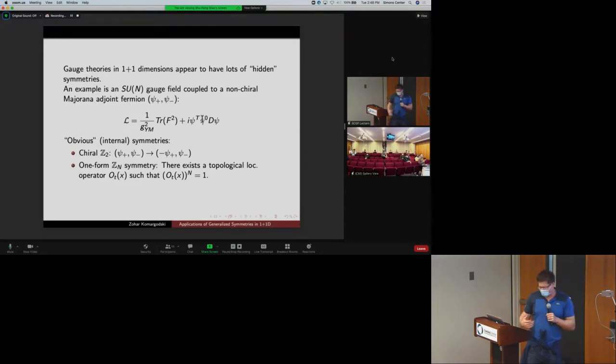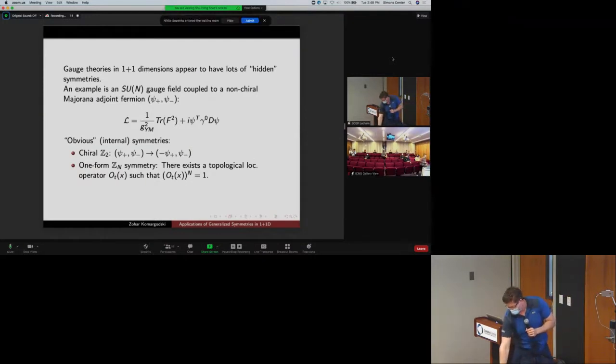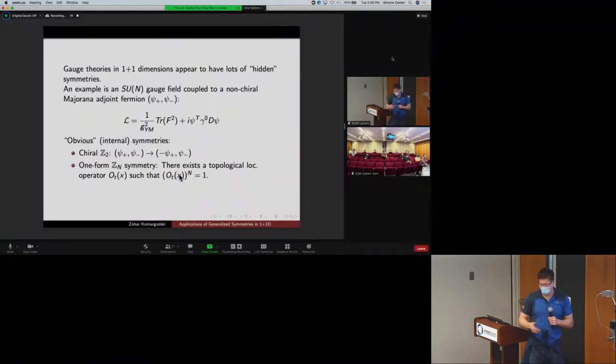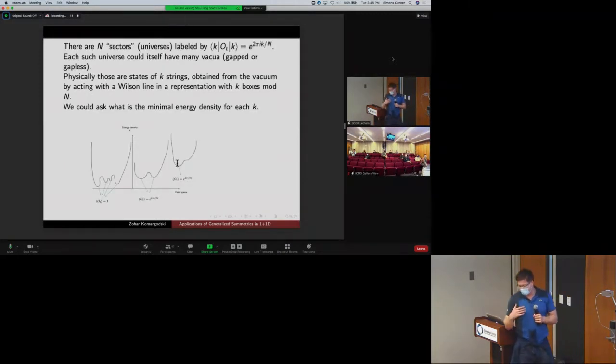So this theory has a few symmetries that are completely obvious. One is just the chiral Z2 symmetry that flips its left-moving fermion number. And the other is a one-form symmetry. A one-form symmetry in this context is just topological local operators, so their correlation functions are position independent, and they satisfy this rule. So the question about such theories is that given that they have this one-form symmetry, namely they have local operators which are space-time independent, you can classify various states or vacua of this theory by the expectation values of these topological local operators.